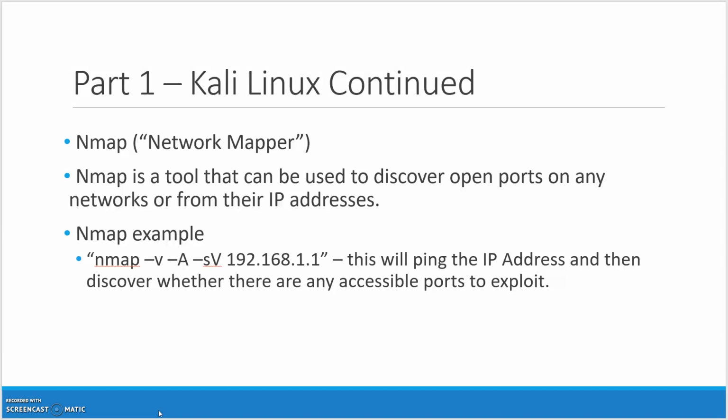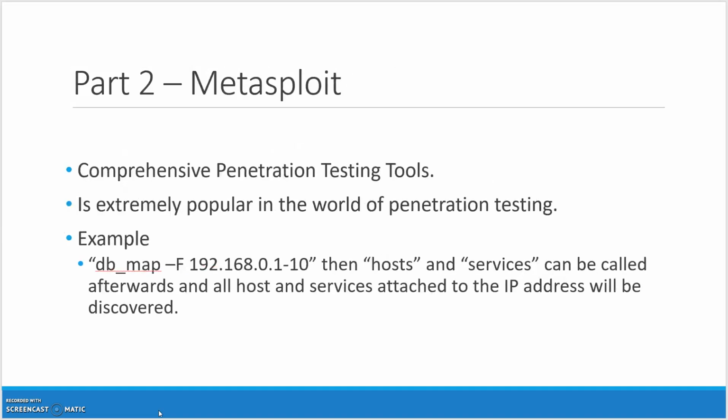which are just different selection tools or variables that basically give you back different information, and then you give it an IP address. Then it will ping the IP address and discover whether there are any accessible ports to exploit. Now there'll be loads of ports, some of them won't be able to be exploited, some will, so you just have to figure that out yourself. But it's a very, very popular tool for discovering the faults or possible exploits in a system.